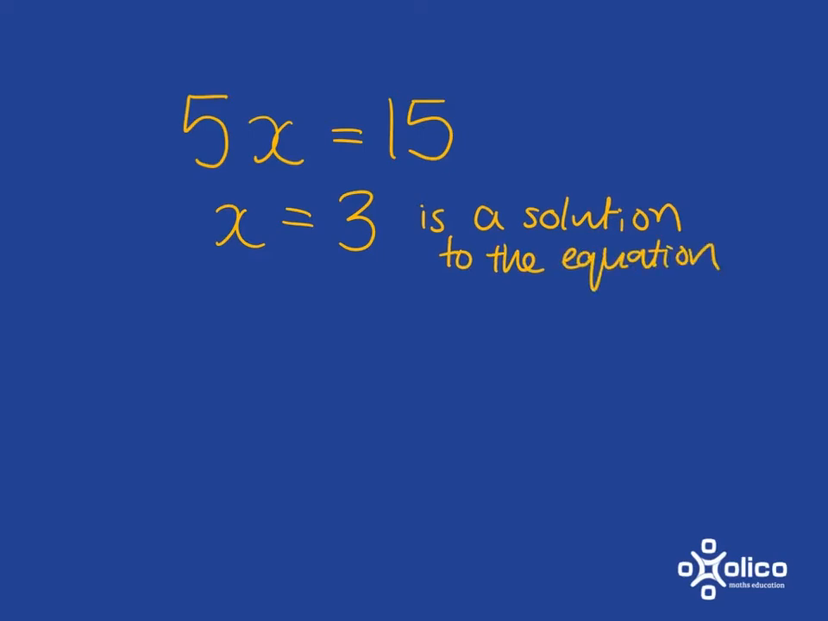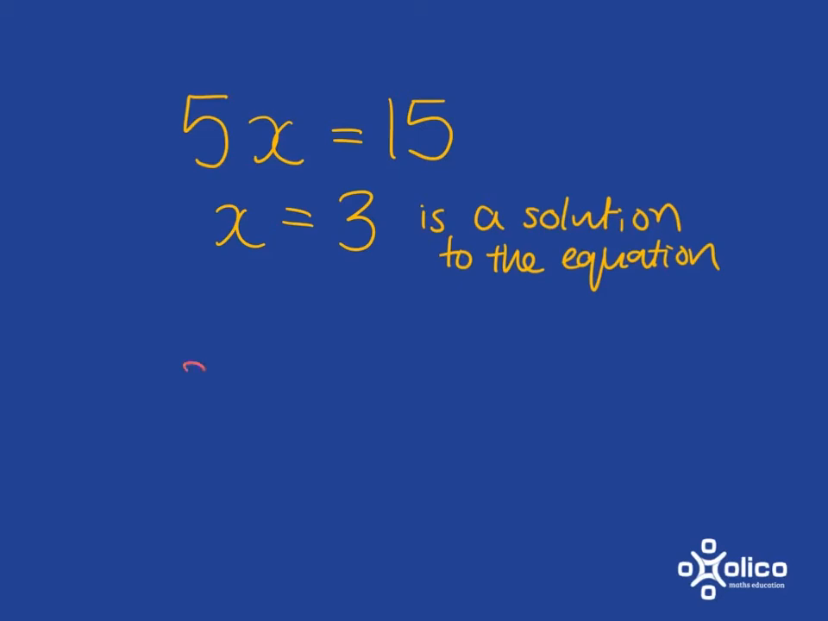And we say that it is a solution to the equation because when we put x equal to 3 into the equation, it makes the equation true. If we put x equal to 3 in here, we get 5 times 3, which is equal to 15. So x equal to 3 is a solution to the equation.